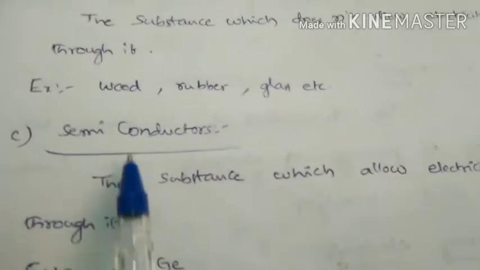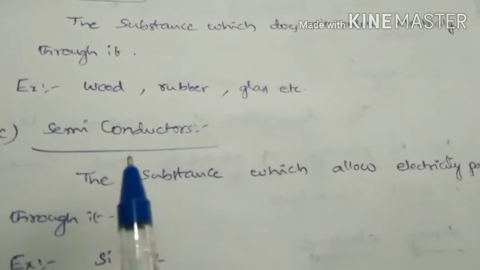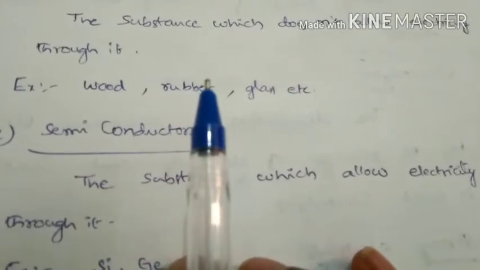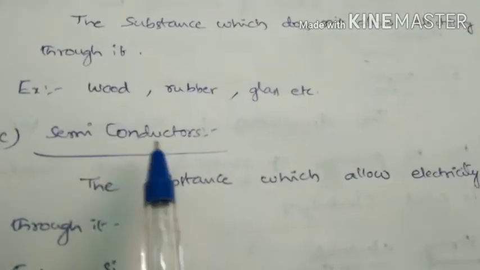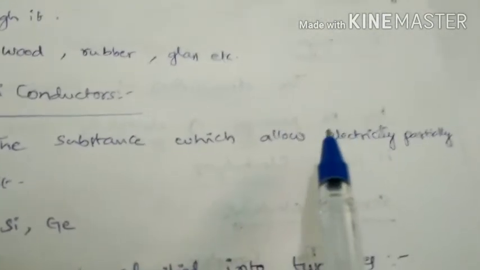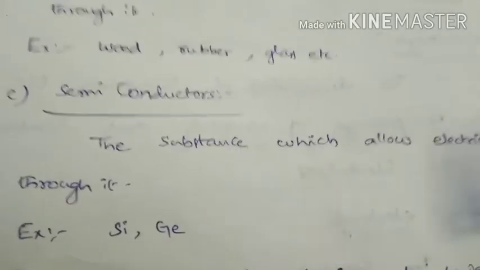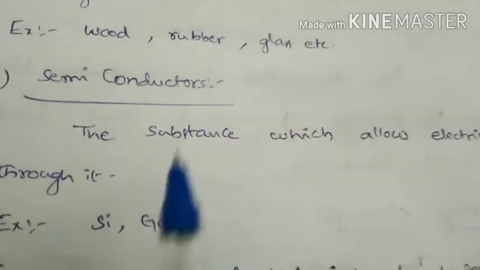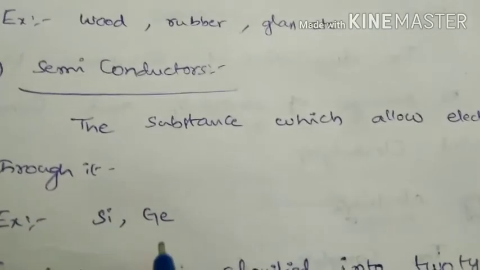And third one, semiconductors. Semiconductors means, semi means half. That means these substances exhibit conductance partially, not completely. That is the meaning of semiconductor. So the definition is, the substance which allows electricity partially through it is called semiconductors. Examples, silicon and germanium. These are the only examples for semiconductors.